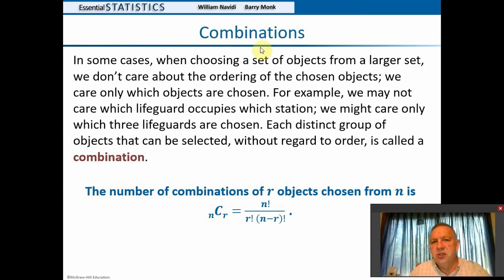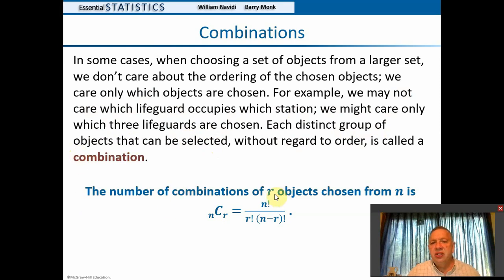So in some cases, when choosing a set of objects from a larger set, we don't care about the ordering of the chosen objects. We care only which objects are chosen. For example, we may not care which lifeguard occupies which station. We might care only which 3 lifeguards are chosen. Each distinct group of objects that can be selected without regard to order is called a combination.